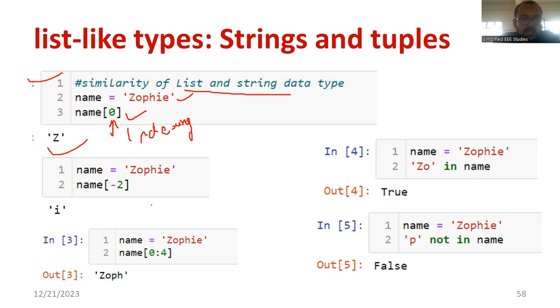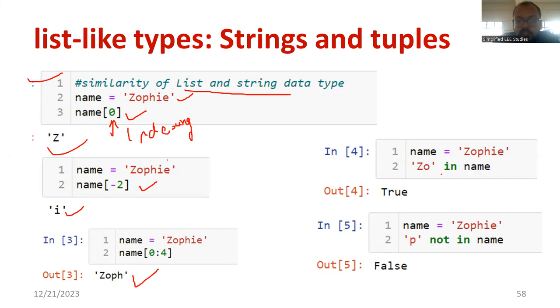Similarly, if I go for indexing with name[-2], what will I get? I'll get I, because E is -1, so I will be -2. Correct. Similarly, if I go for name[0:4], what will happen? It will start from S, but it will end with H. This is the way how to get it.